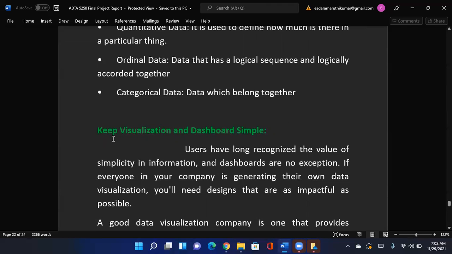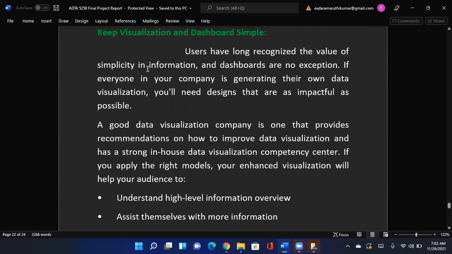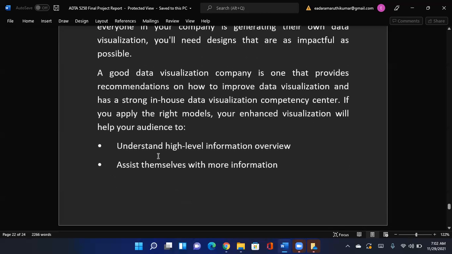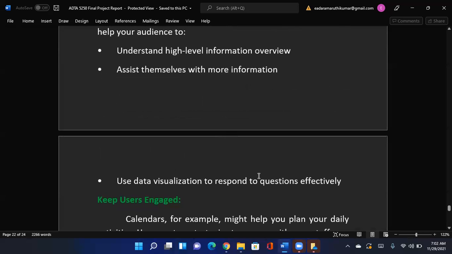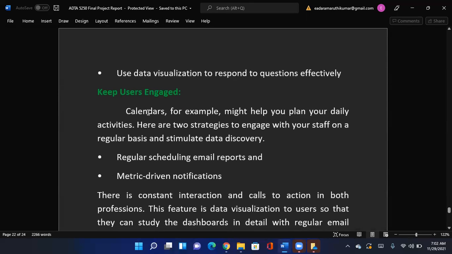And this is the third step: keep visualizing and dashboarding simple. Users have long recognized the value of simplicity in information and dashboards. If everyone in your company is gathering their own data visualization, you will need to design them to be as impactful as possible. Here we need to understand high level information, let users assist themselves with more information, and use data visualization to respond to questions effectively.